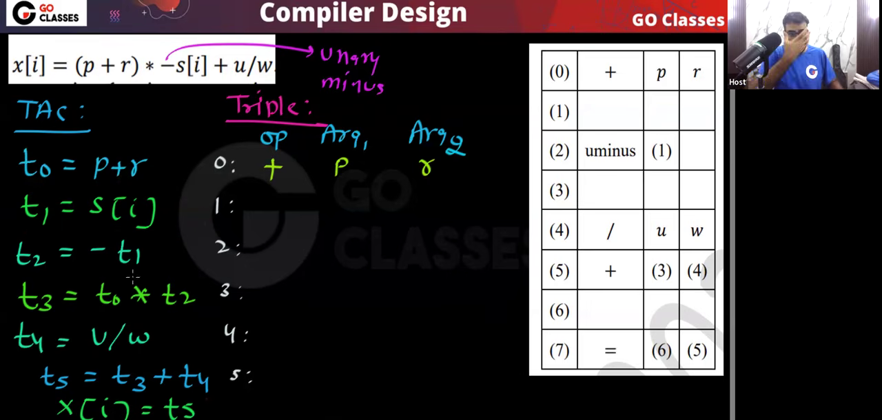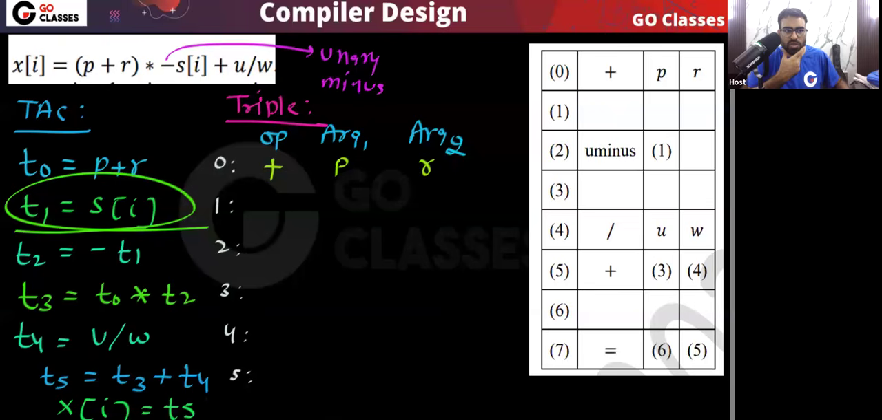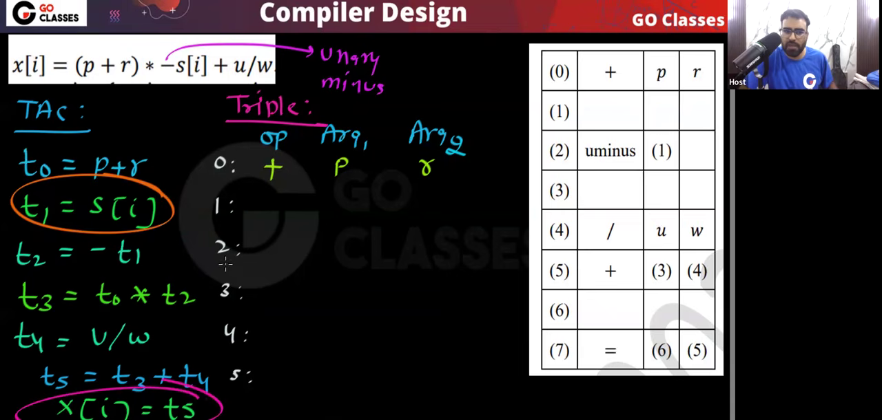What about this next statement? Tell me. We have already seen in this lecture how to represent these indexed copy instructions. You can see this is also an indexed copy instruction. How to represent these indexed copy instructions in triple representation, in the quadruple representation, all these concepts we have already seen in this lecture.